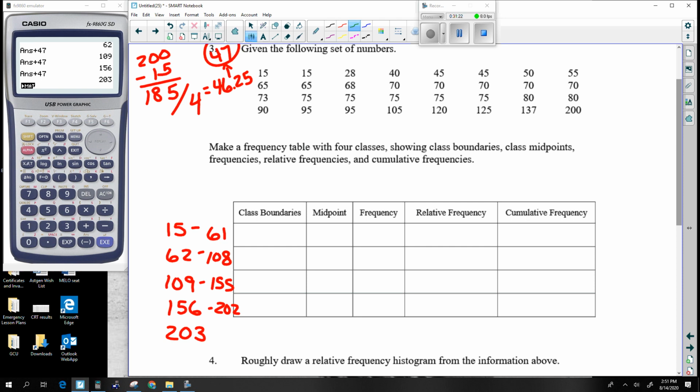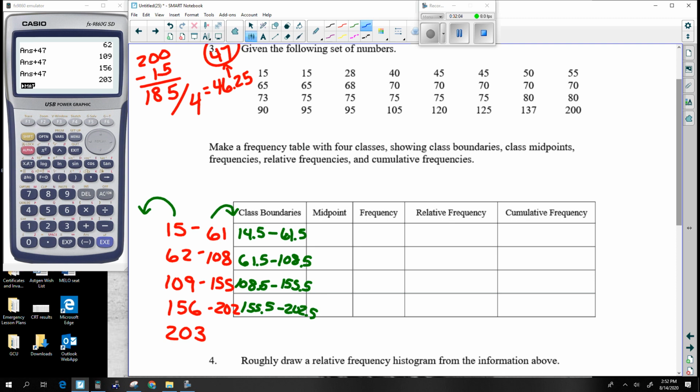The actual class boundary is the lows get lower and the highs get higher by a half. So if this is 15, it's actually 14 and a half. The low got lower, now the high has to get higher. So 61 gets bigger by a half. And now these things are going to link together. So this is going to be 61 and a half, 108 and a half, 108 and a half to 155 and a half, 155 and a half to 202 and a half. Okay, that's the class boundary.